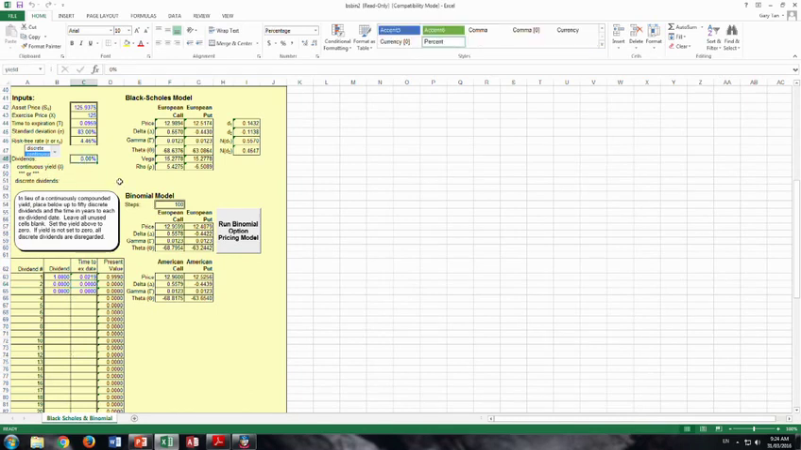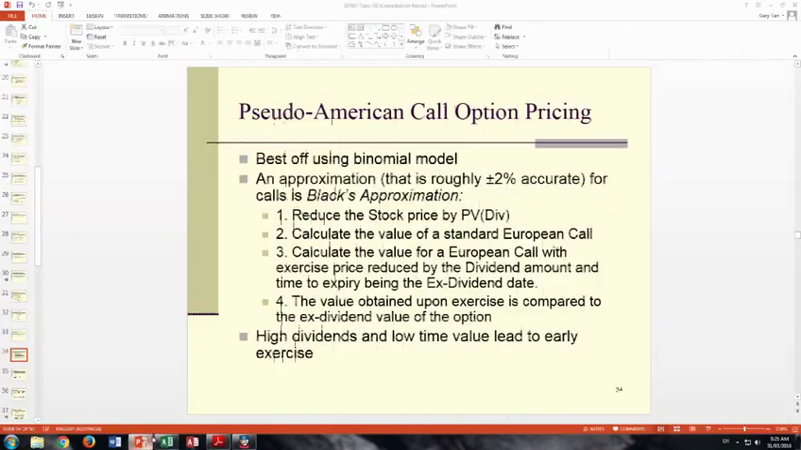So let's say it's 5%. So you just key in 5%, and all the numbers will change, okay? Now you notice also that there's a difference in the value between your European and American call, okay? So that leads us to what is called the Black's approximation.